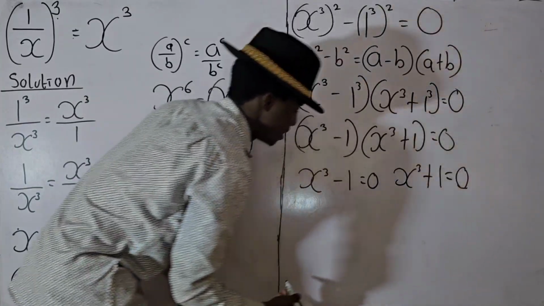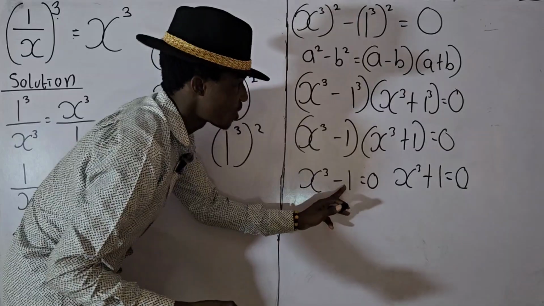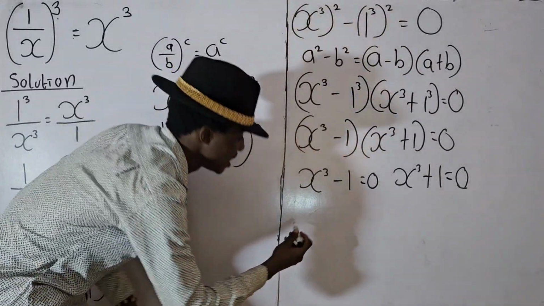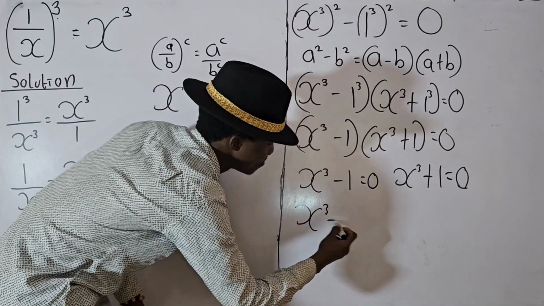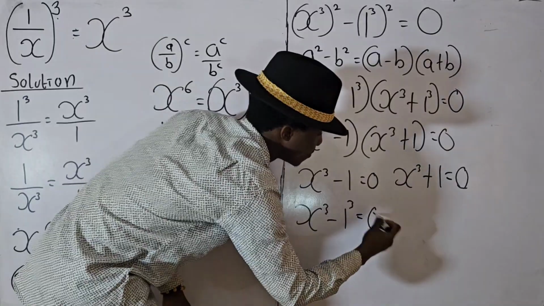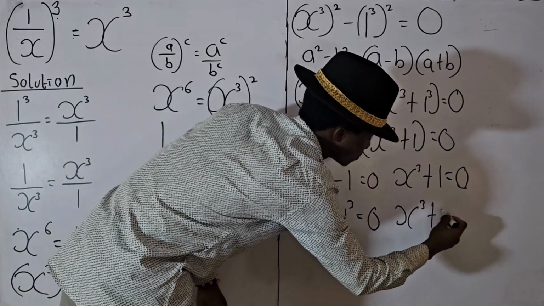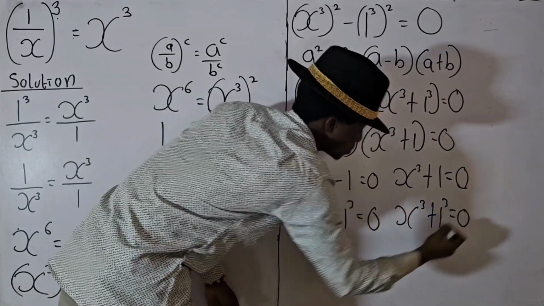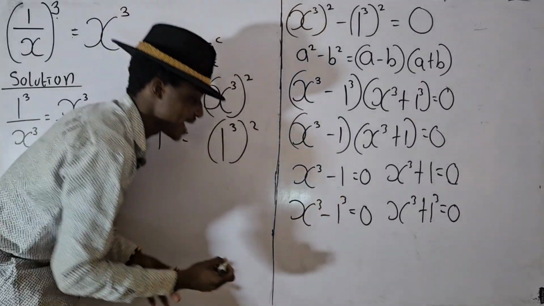Are you following? Okay, recall that this one can be written as 1 raised to the power of 3. Okay, let's put it back. x raised to the power of 3 minus 1 raised to the power of 3 equals 0. x raised to the power of 3 plus 1 raised to the power of 3 equals 0. Now we are going to use this identity.